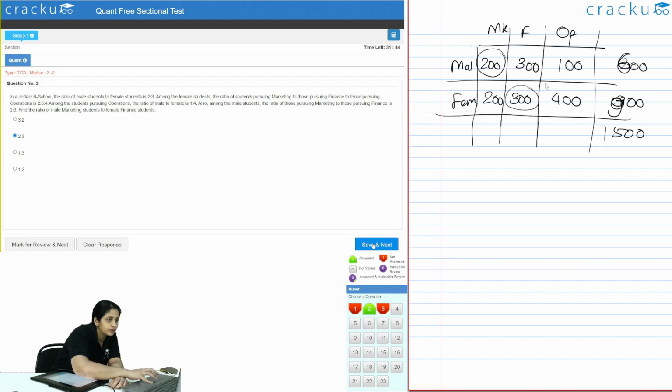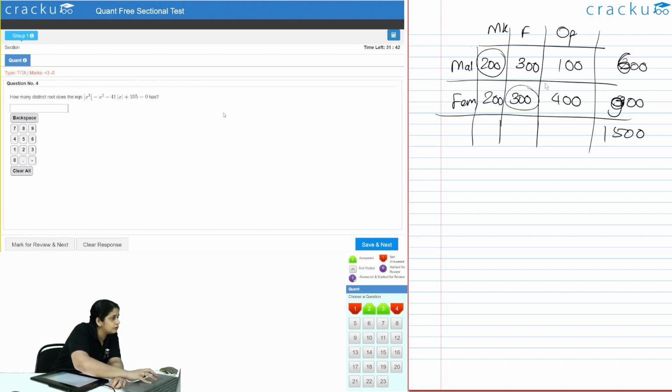I need to be careful of time. I'm wasting a lot of time. How many distinct roots does the equation have? So if we consider, we'll have to only consider the positive roots of that equation. We'll go to the next question.